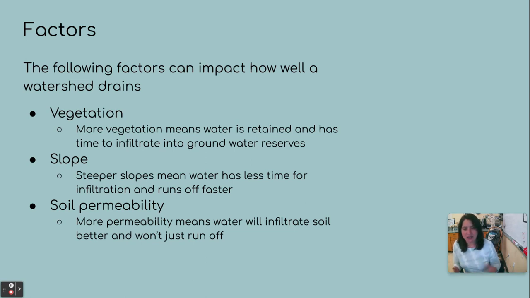And there's rules about how much vegetation can be removed near streams. Slope makes sense, right? The steeper the slope, the faster the water is going to move through it, which means it's going to run off faster. It's going to have less time to infiltrate and get into the groundwater.